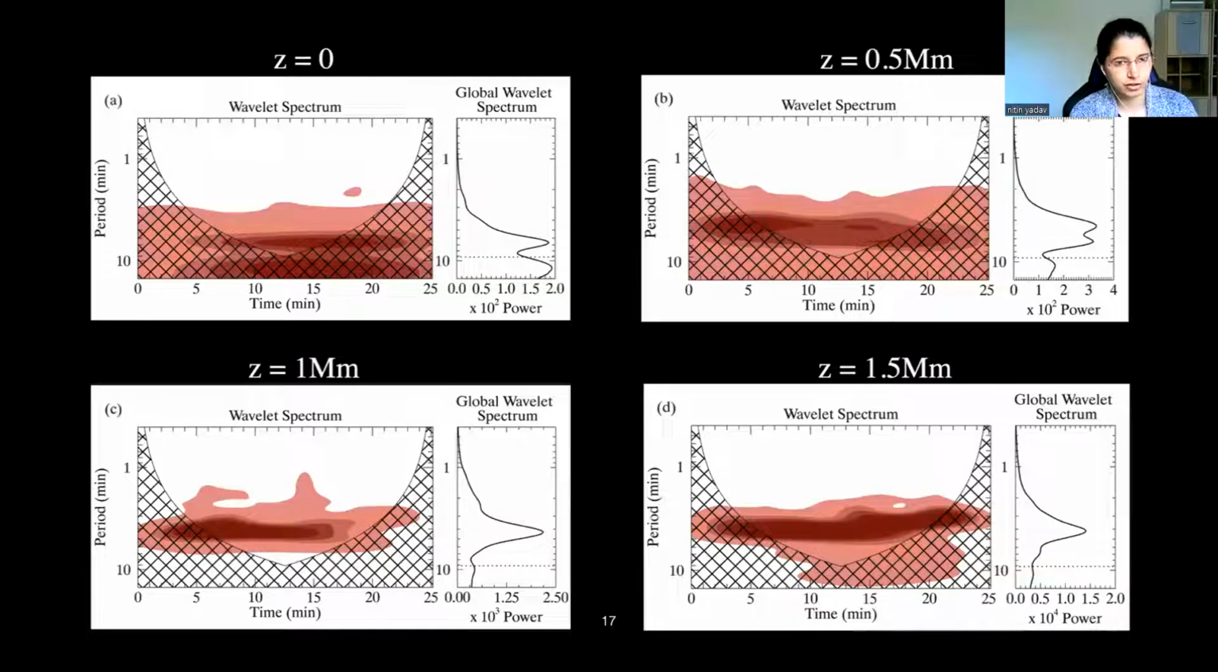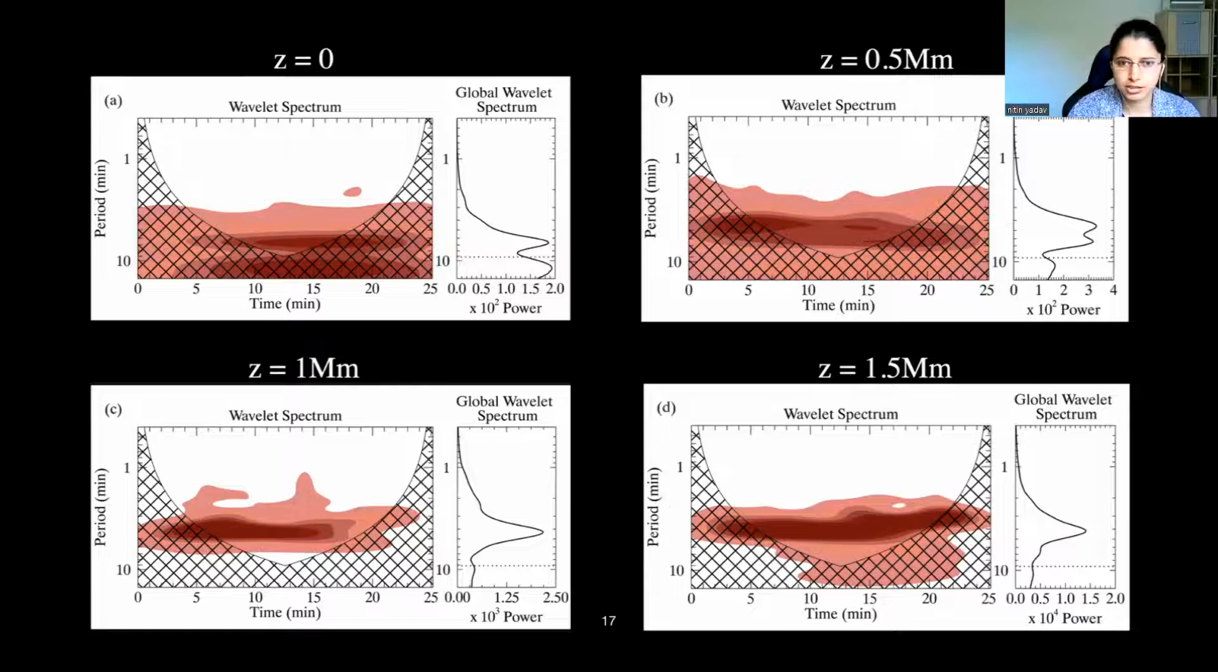And after that, I performed wavelet analysis to see the dominating wave period of these waves at different heights, and took the average of all the spectra corresponding to the seed points, which I displayed earlier with white asterisks. So here we see that with height, for example, this is z equal to 0, 500 kilometers, 1000 kilometers, and 1500 kilometers above the surface, we can see that the peak wave period is shifting to lower wave periods.